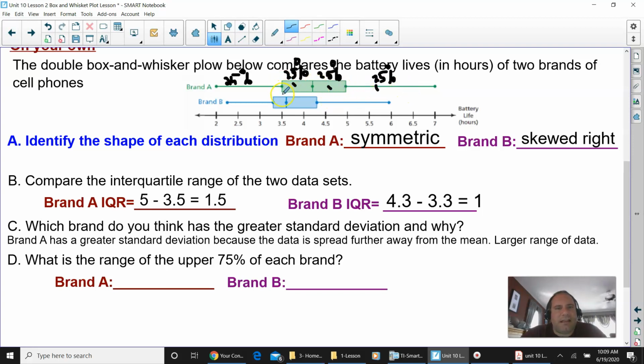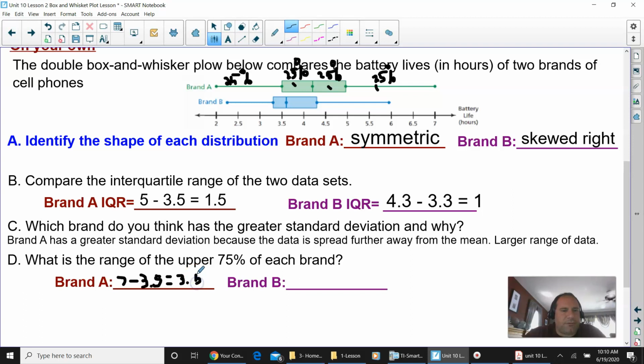So taking that into consideration, what is the range of the upper 75%? So we have 7, which is your max, which would be this right here, minus, in the range you're trying to figure out from here to here, 3.5. And that would be 3.5.